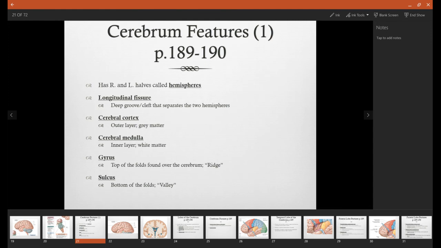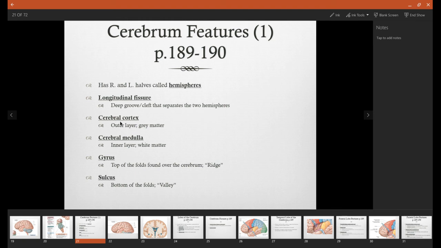Starting on specific features of the cerebrum, there will be two hemispheres. So each half is called a hemisphere. We have a right hemisphere and a left hemisphere. The space that runs in between these two hemispheres is called the longitudinal fissure, and that's actually what will help separate these out. And if you'll recall, the extension of the dura mater, called the falx cerebri, is what's going to dive into this groove.